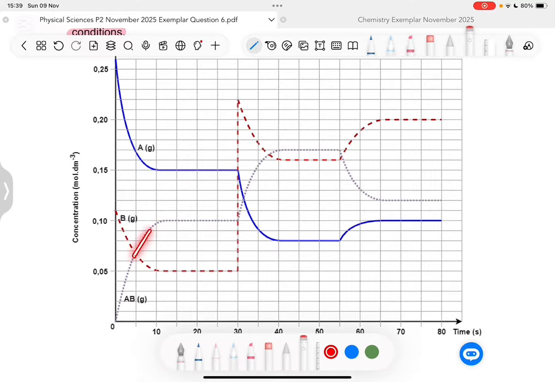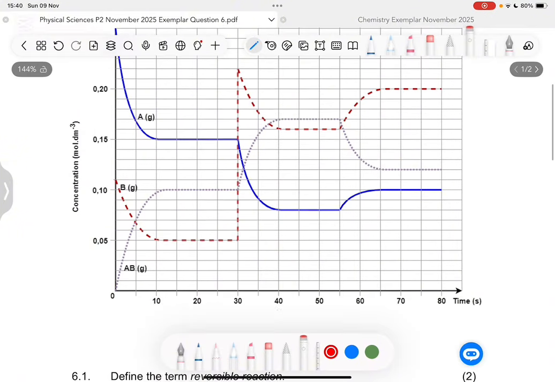And then, at some point, as this reaction is progressing, we're having these two reactions taking place at the same time: A reacting with B to form AB, and AB breaking apart, decomposing to form A and B. This will continue to happen like that until we reach this point here, where the concentrations of A, B, and C do not change anymore.